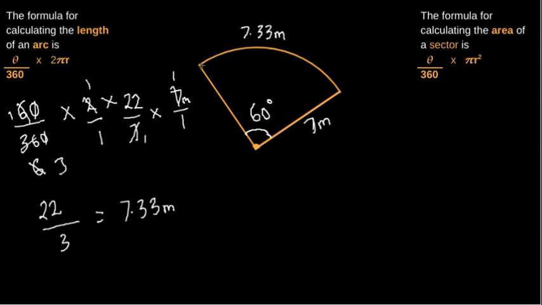The area is what's the inside of the sector. Okay, the inside part of the sector. So we want to calculate the area of the sector right here. Same concept: theta over 360, that's the angle of the sector over 360, times the formula of the area of a circle, pi r squared. So that will be 60 over 360 times pi, 22 over 7 times 7 times 7, over 1 over 1.